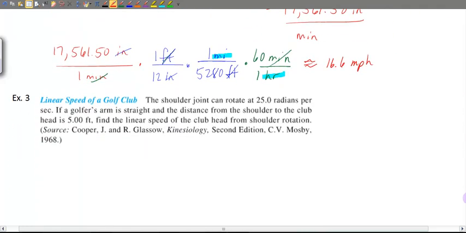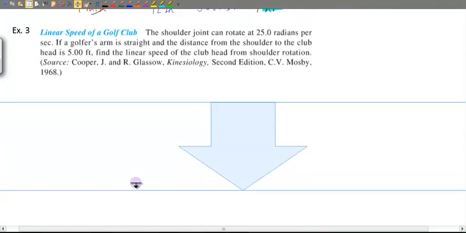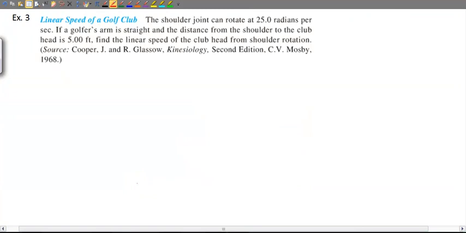All right, let's look at the next one. This is the last example for this section. And it asks you to find the linear speed of a golf club. So just reading through this quickly, we can see that it says, all right, the shoulder joint can rotate at 25 radians per second. So if a golfer's arm is straight and the distance from the shoulder to the club head is 5 feet, what is the linear speed of the club head?